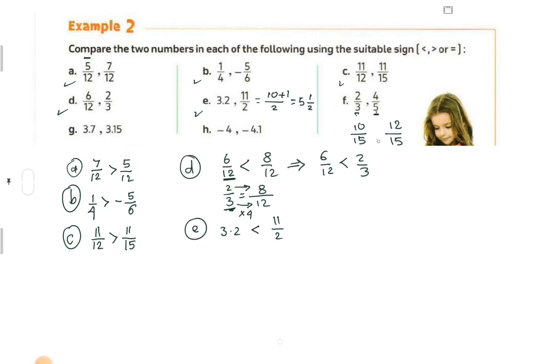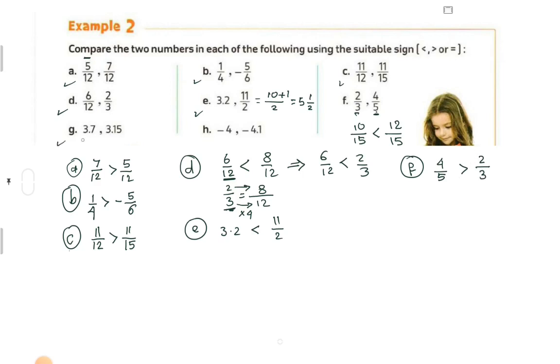Now it's obvious that 12 is greater than 10 with like denominator 15, right? Okay, so point F, the 12 comes from 4, so 4 over 5 is greater than 2 over 3.